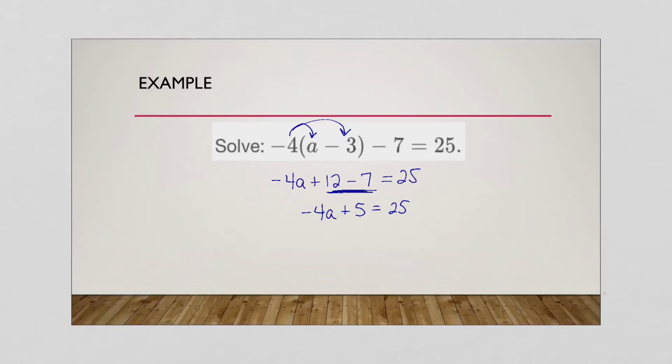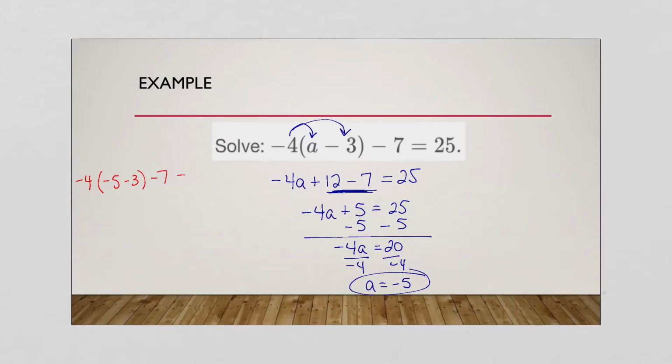Okay, so now we want to subtract 5 from both sides. And now we're going to divide both sides by -4. And so I get that a is equal to -5. Now again, we can check our work. So -4 times -5 minus 3 minus 7, does that equal 25?